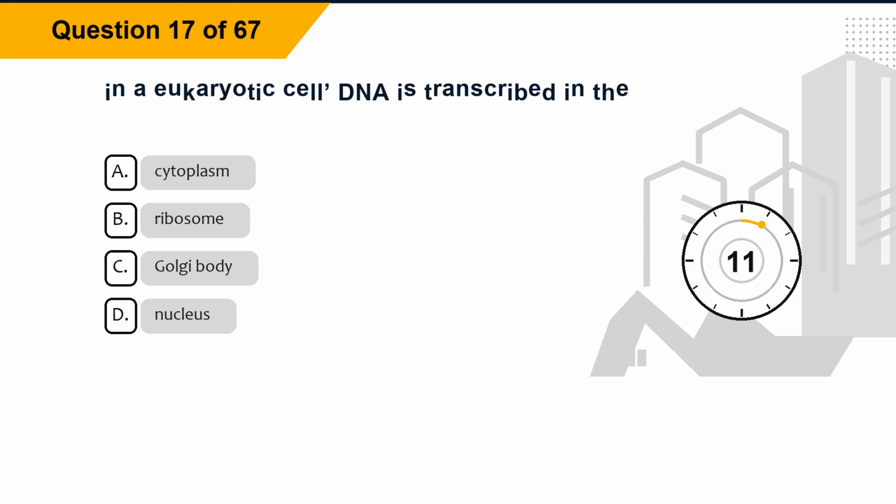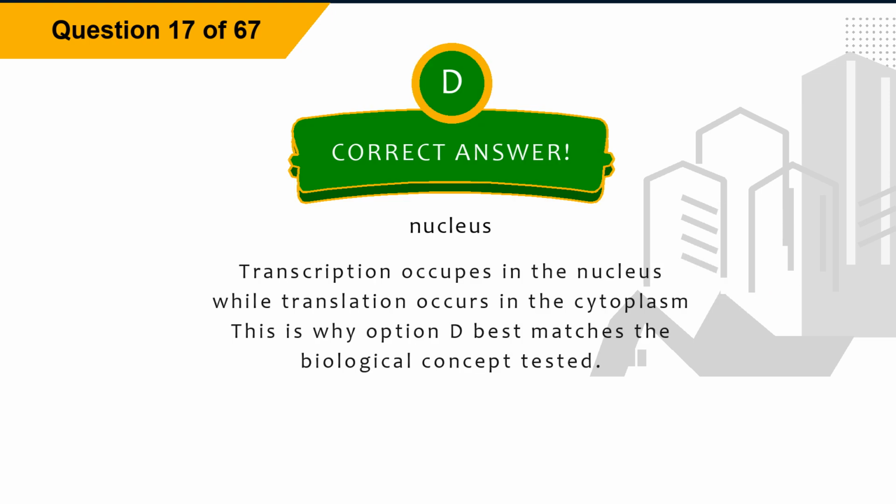Question 17. In a eukaryotic cell, DNA is transcribed in the option A, cytoplasm. Option B, ribosome. Option C, Golgi body. Option D, nucleus. The correct answer is option D, nucleus. Explanation: transcription occurs in the nucleus while translation occurs in the cytoplasm. This is why option D best matches the biological concept tested.